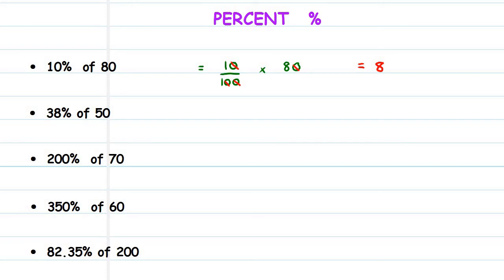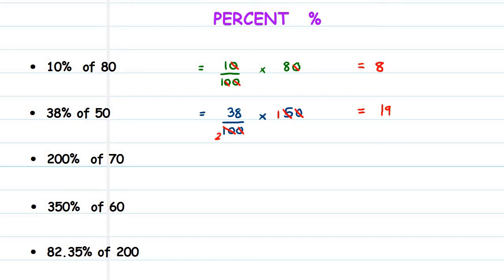How about 38% of 50? 38% means 38 divided by 100. Of means multiply. 50 means 50. We can simplify first by crossing out the zeros, and then 5 to 1 and 10 to 2. So we'll be left with 38 divided by 2, and it's going to be 19.